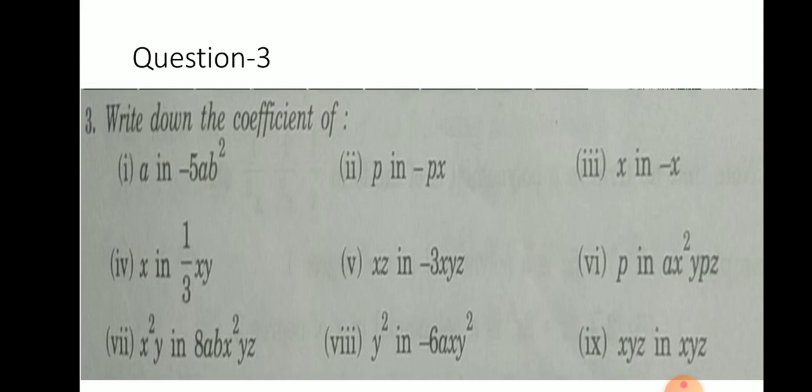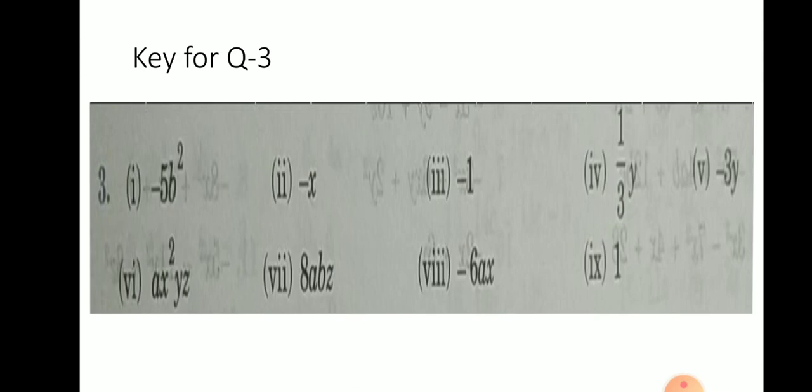Here it is. In this he is asking, write down the coefficient of. So coefficient of something he is asking. Let us see. Coefficient of a in minus 5ab square. So minus 5ab square is the product of minus 5a and b square, isn't it? In this product, except a, the remaining product will become the coefficient of a. Means the coefficient of a in minus 5ab square is minus 5b square. You can see that answer in this key, minus 5b square, isn't it?